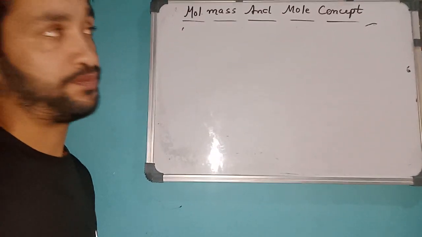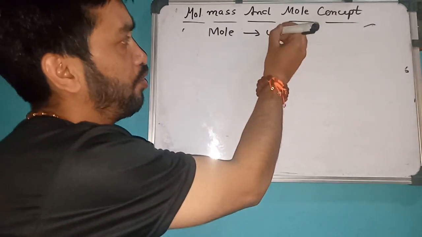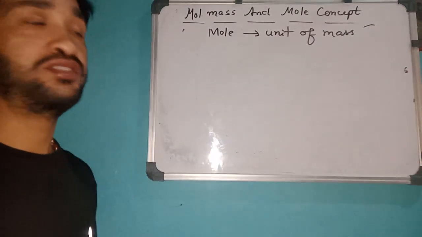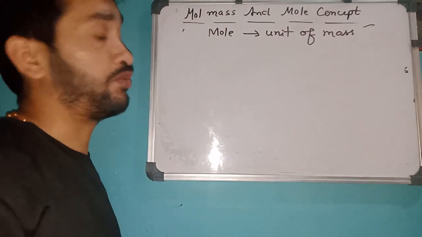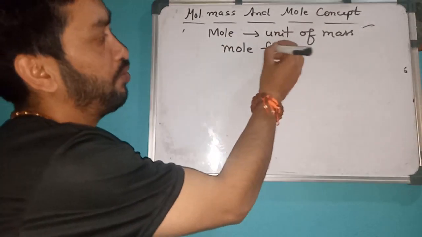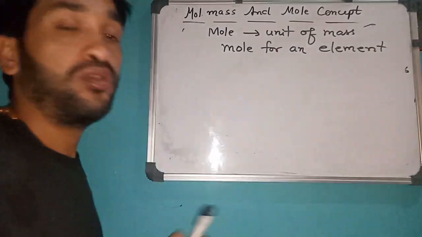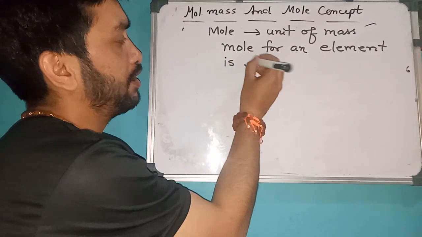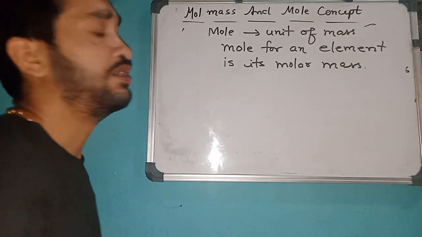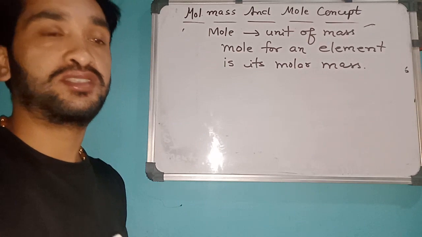Next is your mole concept. Now what is mole? From the smaller classes you know that mole is the standard unit of amount. When a chemist does a calculation, he does it in terms of moles, 1 mole, 2 mole, 3 mole. But what is actually a mole? Simply, the mole for an element is the key point here. The mole of an element is its molar mass. The molar mass of any compound or any element is its molar mass.